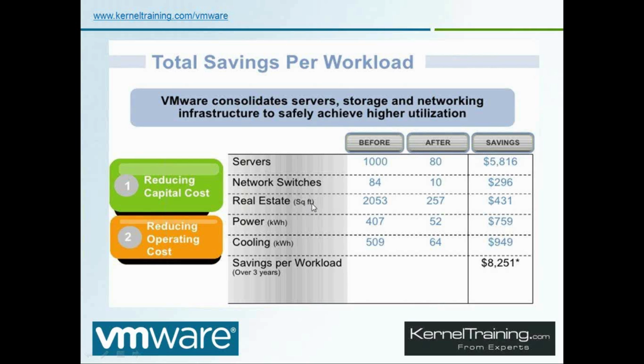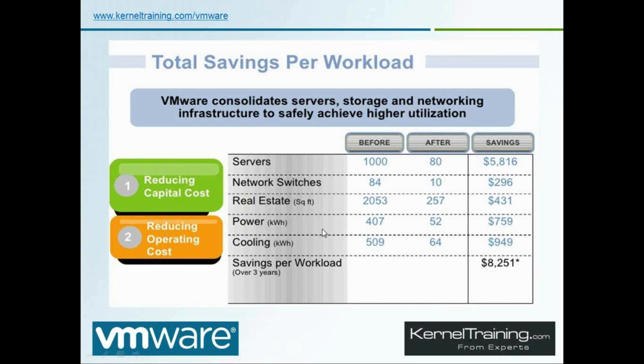Before virtualization we have real estate, that is, the infrastructure we require to maintain all the physical servers and switches. We require 2,053 square feet. But if you move to virtualization, to manage the 80 physical servers, switches and everything, we require only 257 square feet. So the IT infrastructure is reduced after moving to virtualization. Here we can save 431 US dollars.